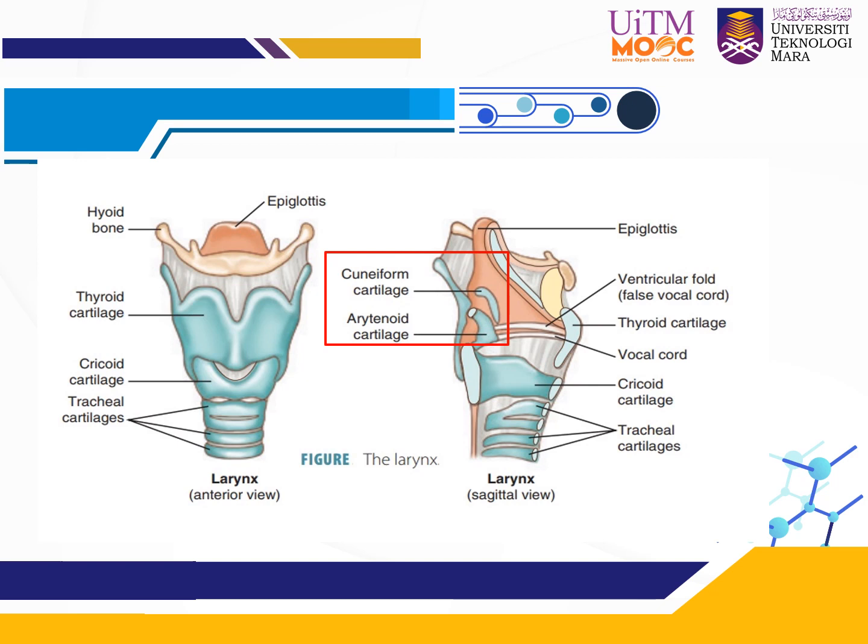So here you can see the picture of the larynx from the anterior view and sagittal view. Anterior means from the front, sagittal means from the side. So in the picture you can see the cuneiform cartilage, and then the arytenoid cartilage. You can see the cricoid cartilage and the thyroid cartilage, which is also known as the Adam's apple.